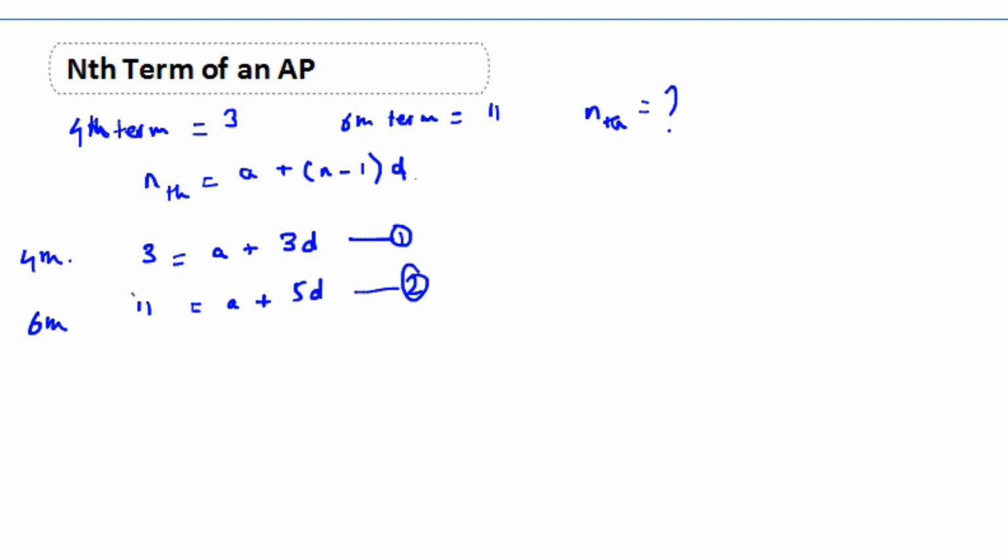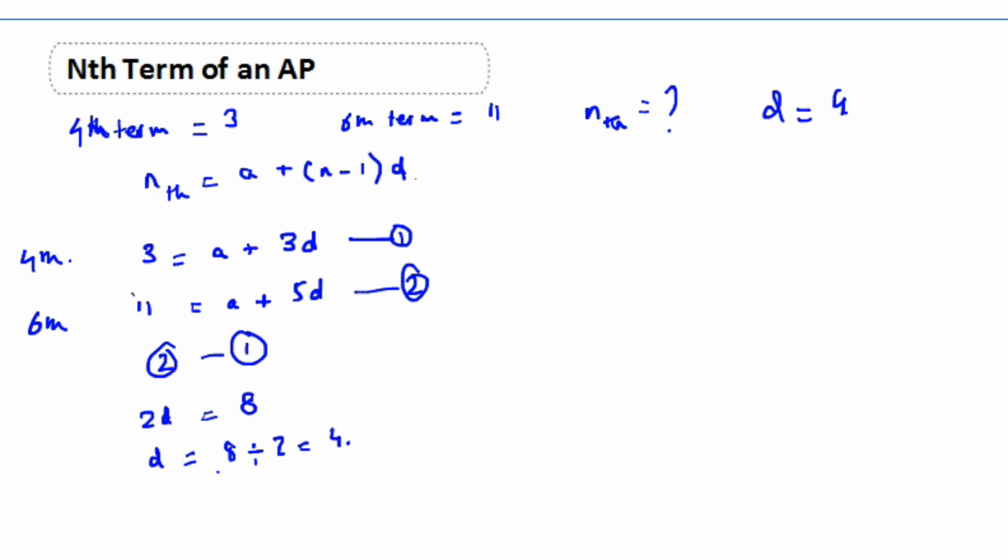So when I subtract equation number 1 from equation number 2, I get 5d minus 3d becomes 2 times d, a minus a gets cancelled out, and 11 minus 3 is equal to 8. That means d is equal to 8 divided by 2, which is equal to 4. So we've got d as 4.